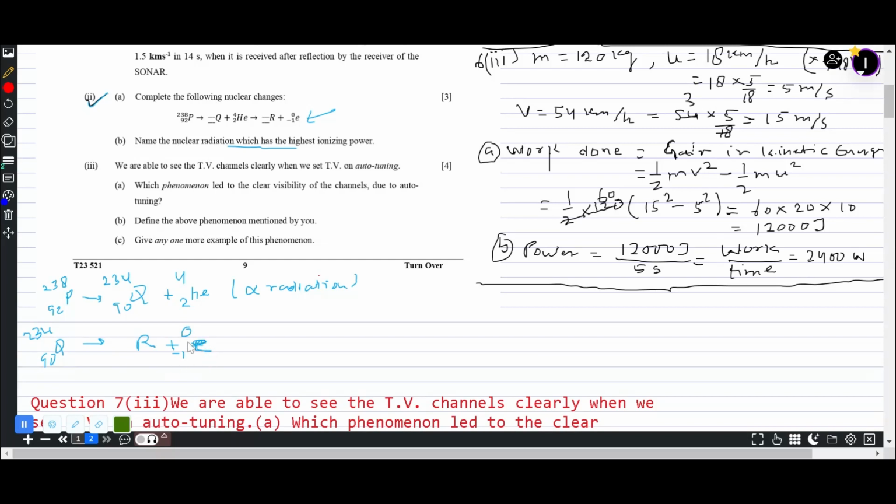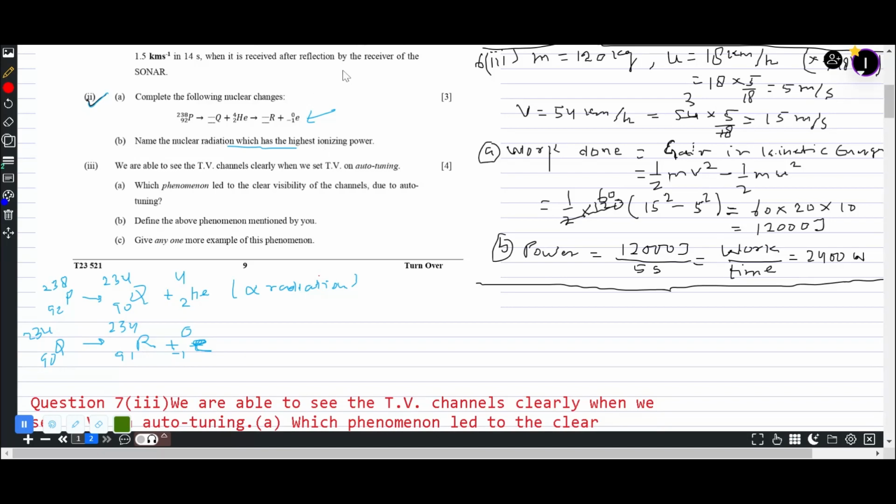It moves at a very high speed, has very low mass, and deflects maximum in a magnetic field. So what will be the mass number and atomic number here? 90 and minus 1 will be, so this will be plus 1, 90. 234 and 0 will be 230. I think thorium is formed, Th is the one, but they have not asked for that. So I guess we'll write it like this.